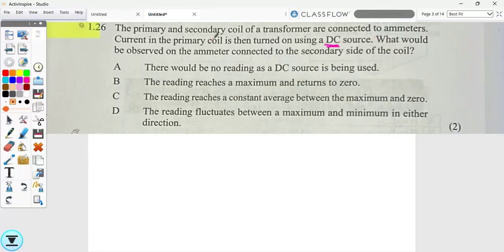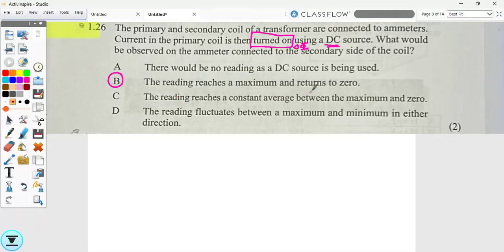Okay, then what would be observed in the ammeter connected to the secondary side? So we're looking for that answer. No reading is not right. If the DC source was already on, then this would be right. But they say it's turned on. So for that split second when it's turned on, there is a change in flux. And if there is a change in flux for a split second, there will be a split second current in the secondary coil. So it says the reading reaches a maximum, returns to zero. So this could be an option.